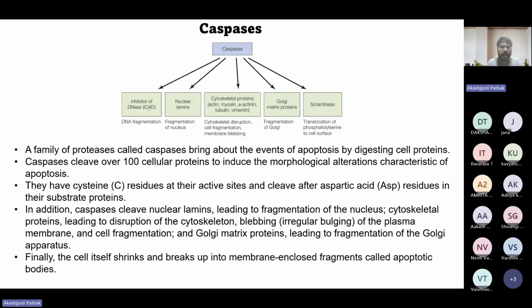So it targets the inhibitor of DNase. So once it targets the inhibitor of DNase, what will happen? The DNase will get activated, right? So if you target the inhibitor of DNase, the DNase will get activated and the DNase will now start to degrade the DNA. It will start to fragment the DNA. Then it can target the Golgi matrix proteins and then scramblase.